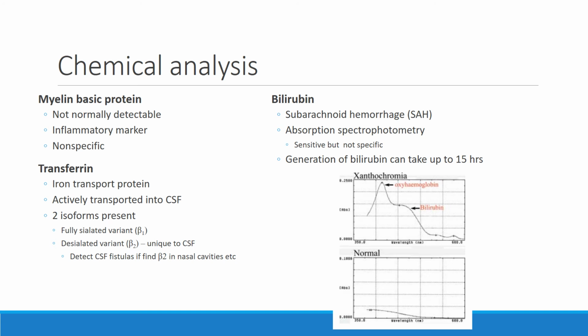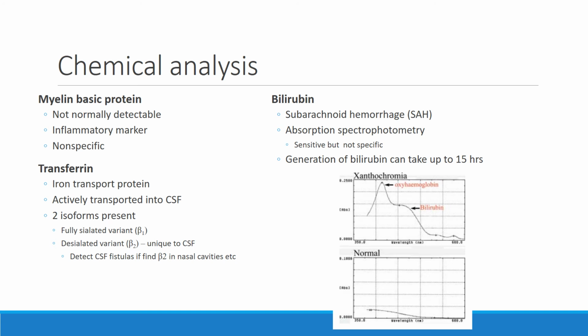So you're actually testing specimens from the nasal cavity, from your ears, from those places. You're taking fluid out of there and you're testing to see if there's CSF in there. So you wouldn't do a transferrin level on a CSF that you know came from the CSF.